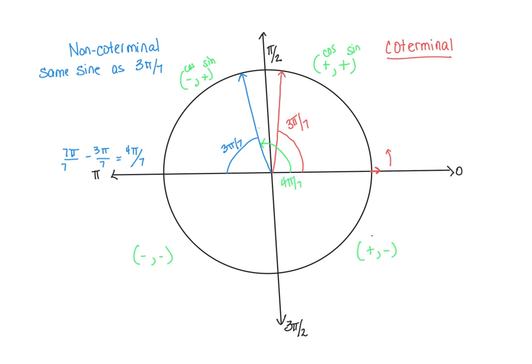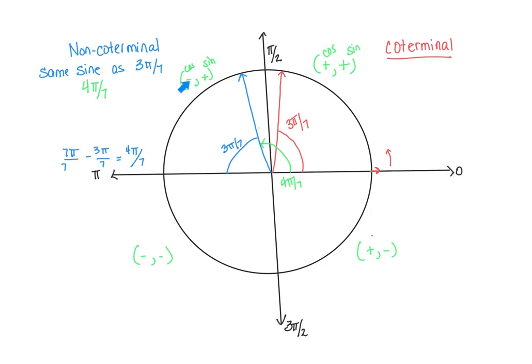4 pi over 7 would not end at the same exact point. Clearly, 4 pi over 7 ends here, not here. But the reference angle would be the same as my 3 pi over 7. And because I'm in the second quadrant, the sine value is positive. So it would give me the same sine value in the second quadrant as I got for 3 pi over 7 in the first quadrant. So a non-coterminal angle that has the same sine value as 3 pi over 7 would be 4 pi over 7. Now, this would have the same cosine value as well, except my cosine would be negative.